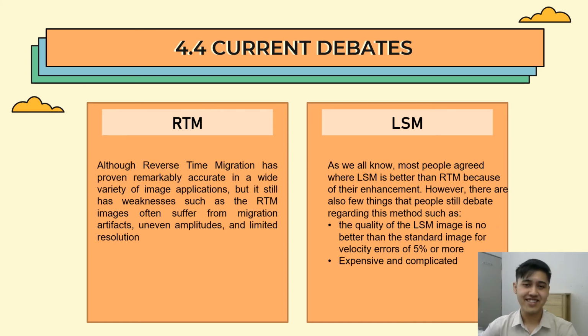Moving on to the current debates. For RTM, reverse time migration has proven remarkably accurate in a wide variety of imaging applications, but it still has weaknesses, such as RTM images often suffering from migration artifacts, uneven amplitudes, and limited resolution. For LSM, most people agree that LSM is better than RTM because of its enhancements. However, there are also a few things that people still debate regarding this method, such as the quality of the LSM image not being better than the standard image for velocity errors of 5% or more, and that it is expensive and more complicated.